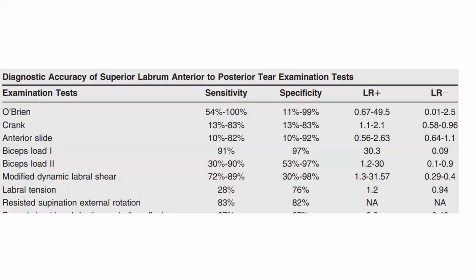These are taken from the American Academy of Orthopaedic Surgeons review article, showing the sensitivity and specificity rates of each test. They are highly variable, except for the biceps load 1 test, which has a high sensitivity and specificity of up to 97%, whereas the others have a highly variable range of sensitivity and are not very reliable. Next, coming to the biceps lesion tests.